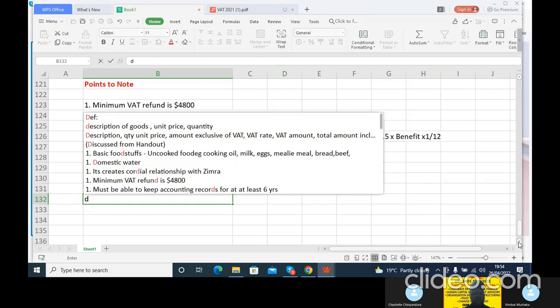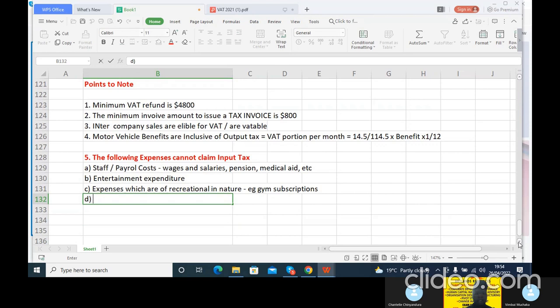Then also expenses which are recreational in nature, and purchases of passenger motor vehicle. If you buy a passenger motor vehicle, you don't claim input tax. However, VAT on maintenance of passenger motor vehicle can be claimed. So we can say the purchase cost of a passenger motor vehicle is not claimable, but when you maintain and repair it, we claim input tax.